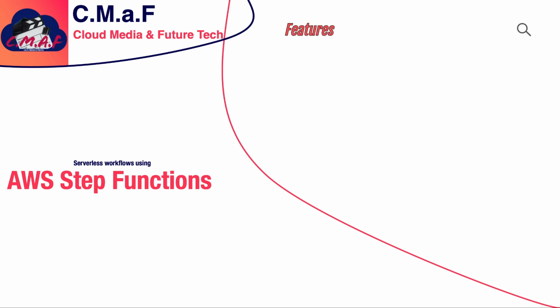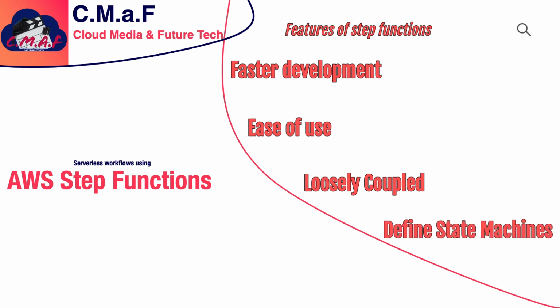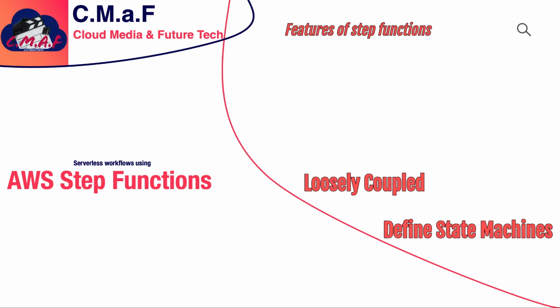Some of the core features of AWS Step Functions are: it makes application development faster and more intuitive. You can define and manage the workflow of your application independently from your business logic. Making changes to one does not affect the other. Using AWS Step Functions, you can define your workflow as state machines. State machines transform complex code into easy-to-understand statements and diagrams.